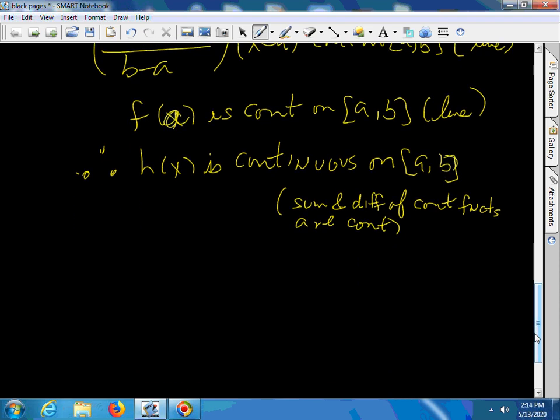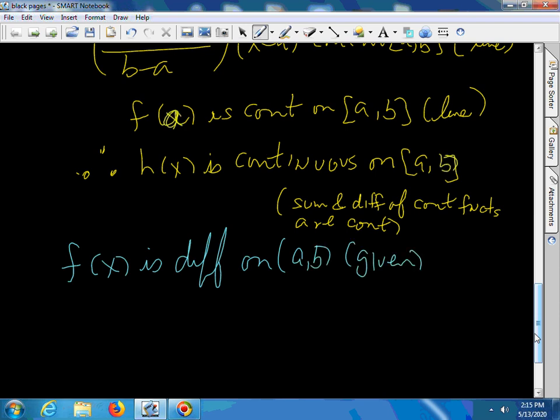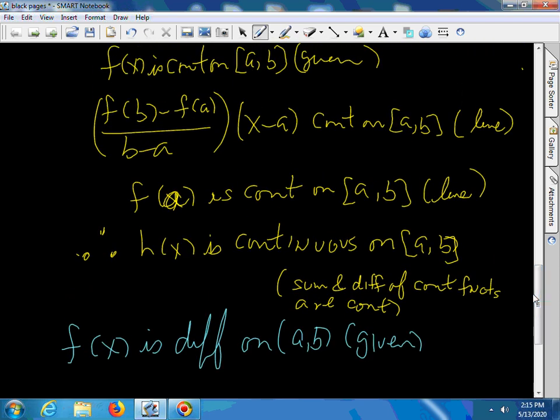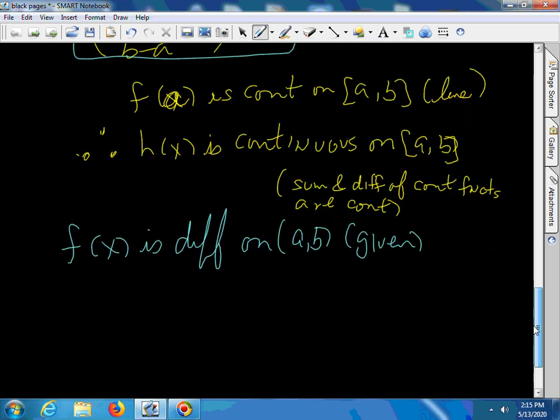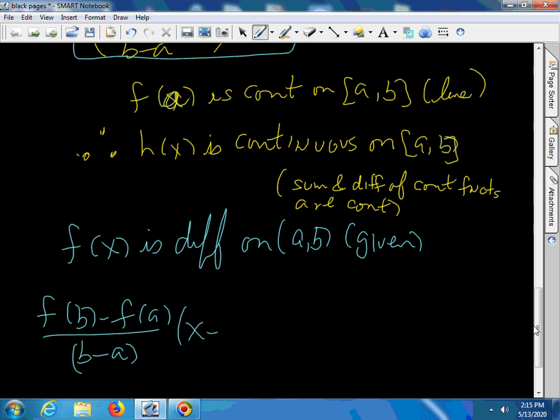Now, same argument. F of X is differentiable on AB. Why? Given. This mess here, the line, F of B minus F of A over B minus A times X minus A. Now, the only line that doesn't have a derivative is a vertical line, X equals a constant. This is not a vertical line. This line has a slope. Maybe the slope is 0, but then the function is still differentiable.